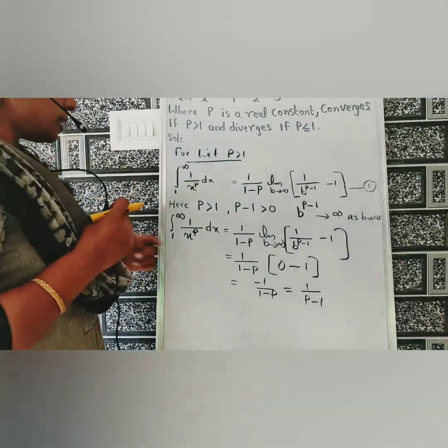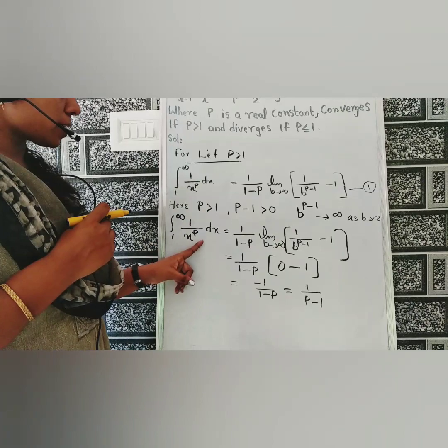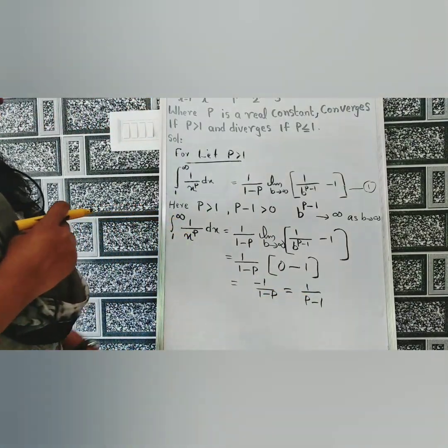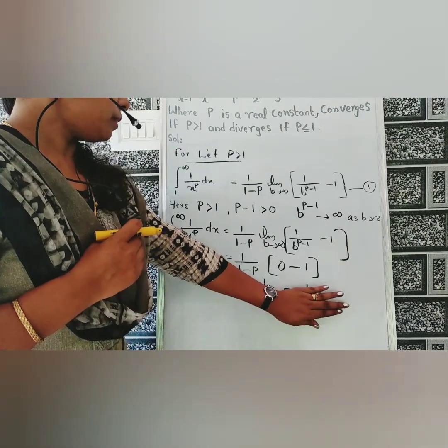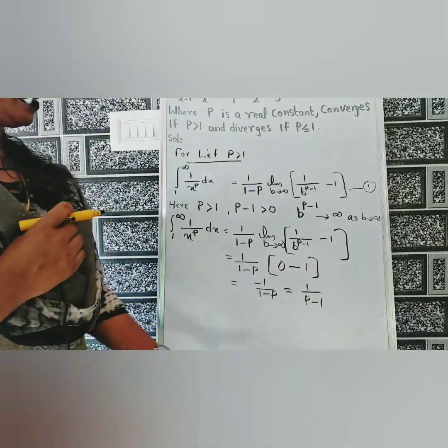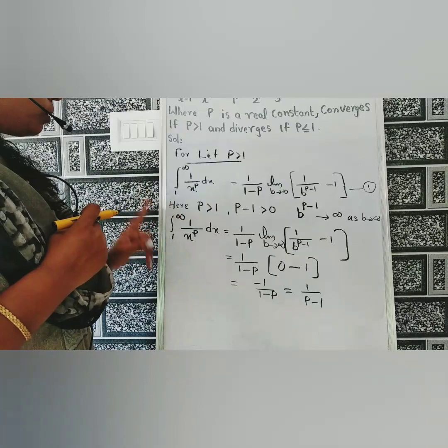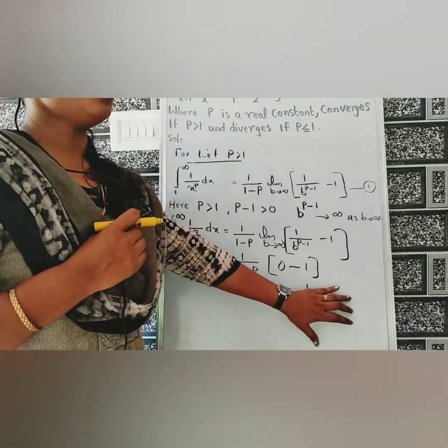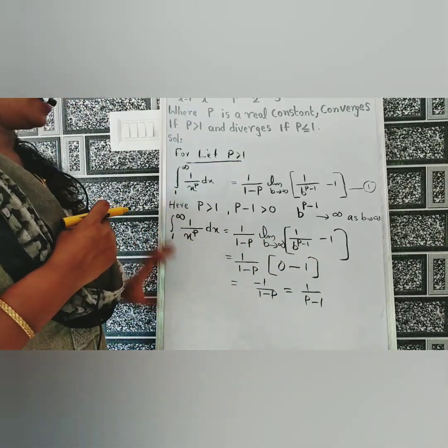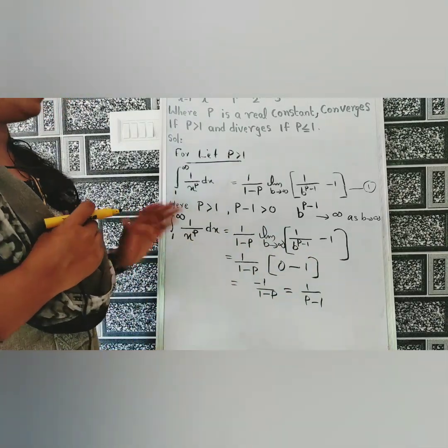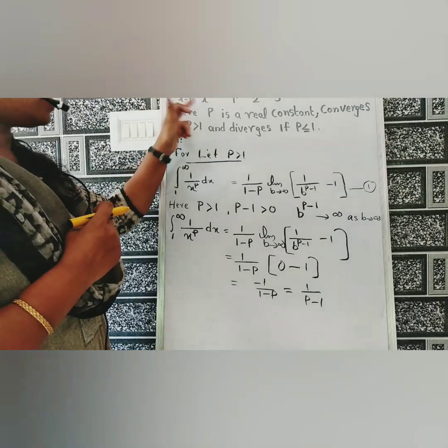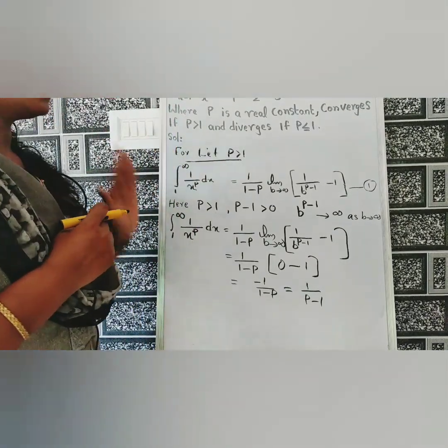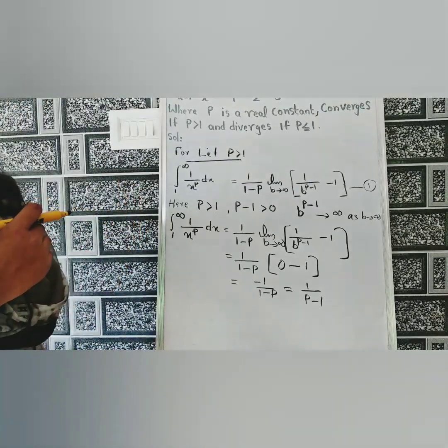Here we get integral 1 to infinity 1 by x raised to p dx is equal to 1 by p minus 1. P minus 1 is greater than 0, then 1 by p minus 1 is a finite value. That means integral 1 to infinity 1 by x raised to p dx gets a finite value. Then we say that this integral converges. By integral test we say that the given series converges if p greater than 1.